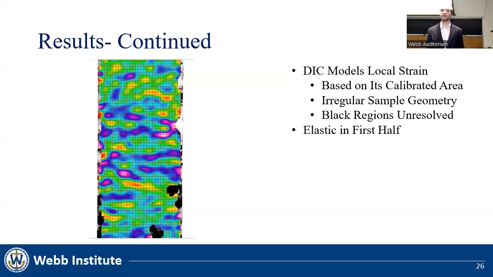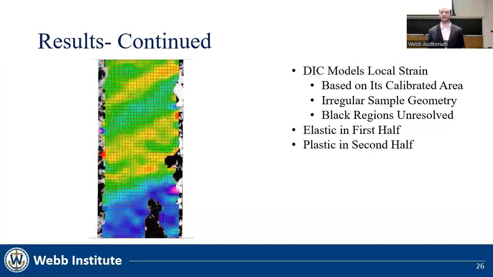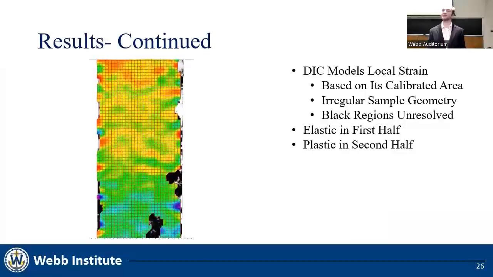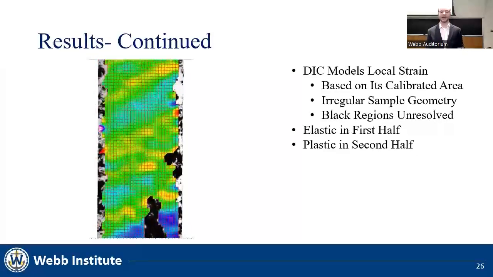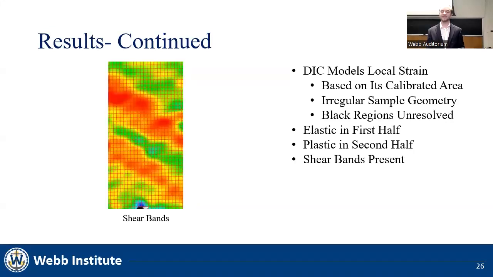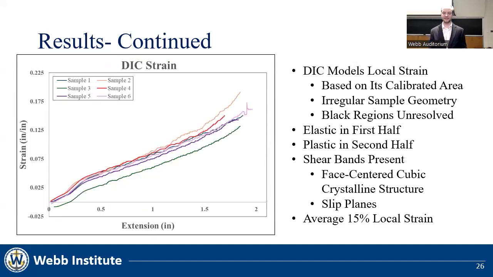Note for this 8-second video, the first half shows the elastic strain, and the second half shows the plastic strain. And I will play it again. As you can see, the pattern changes significantly from the first half to the second half. Areas of high strain appear in red bands during the plastic deformation. These angled regions of higher strain are known as shear bands. These occur because of the face-centered cubic crystalline structure present in aluminum. Bulk shear bands occur from critically resolved shear stress in these slip planes within the crystalline structure. Overall, the results of the DIC system showed an average of 15% local strain at failure.